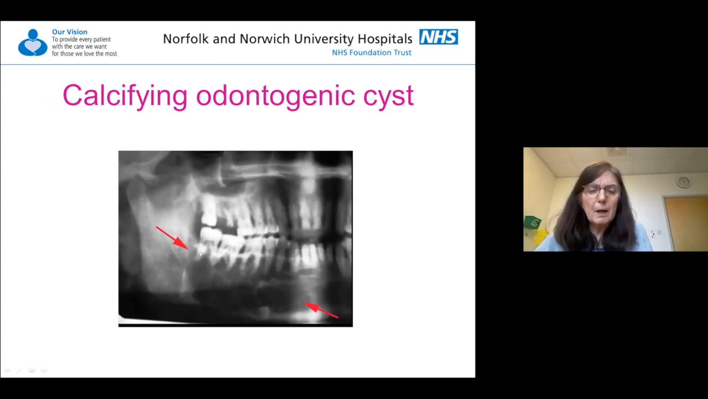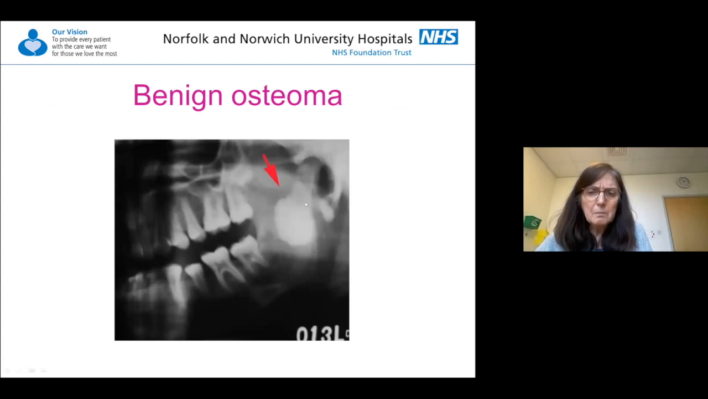A little bit harder to see. You can see some spicules of calcification around this ill-defined lucency, and this is a calcifying odontogenic cyst. And the well-defined radiodense appearance of a benign osteoma.